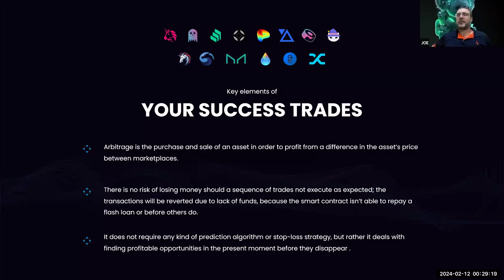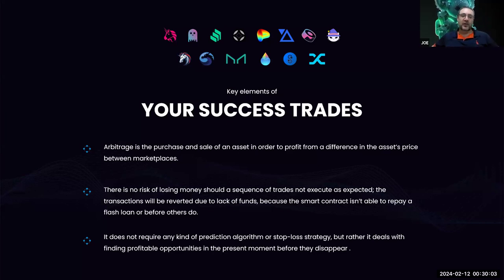So that's a really important part, because remember, you are borrowing assets from a liquidity provider. So if the transaction was to execute as a losing trade, you would be indebted to the liquidity provider. So as explained earlier, part of the rules of the smart contract are that the trade cannot be executed unless it is a profitable trade. And that's why we can quite proudly state that there is no risk of losing money should a sequence of trades not execute as expected. And that means you are 100% safe.